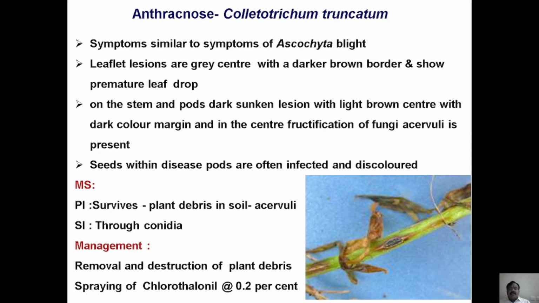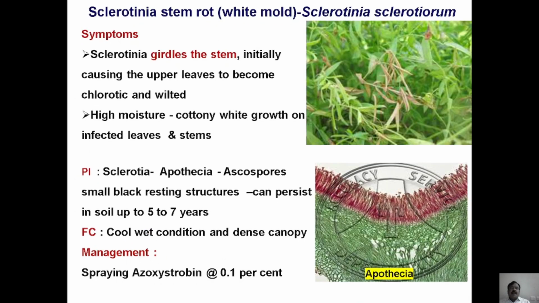And during the cropping season, you can go for spraying with chlorothalonil at the rate of 0.2%. And then sclerotinia stem rot, which is caused by Sclerotinia sclerotiorum.